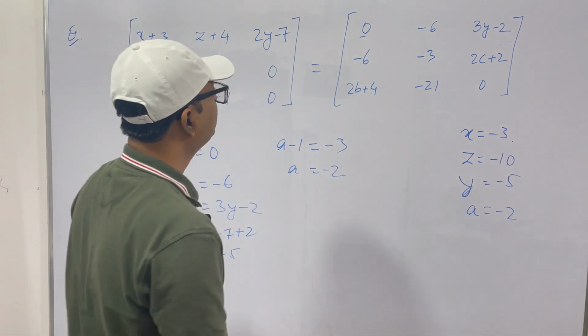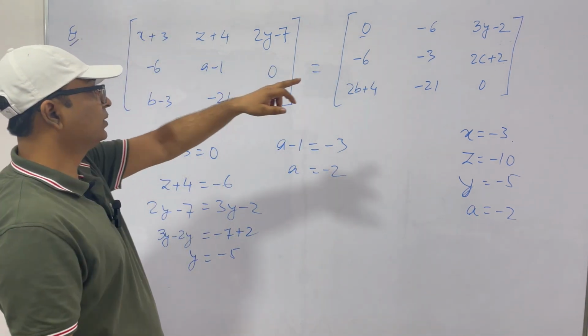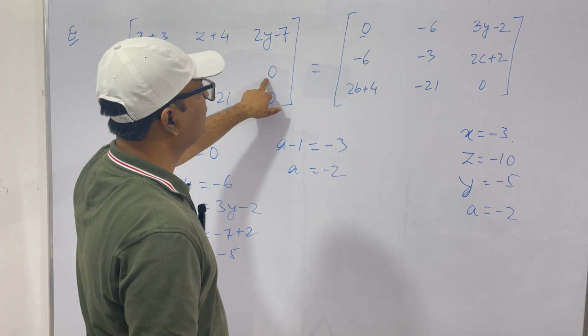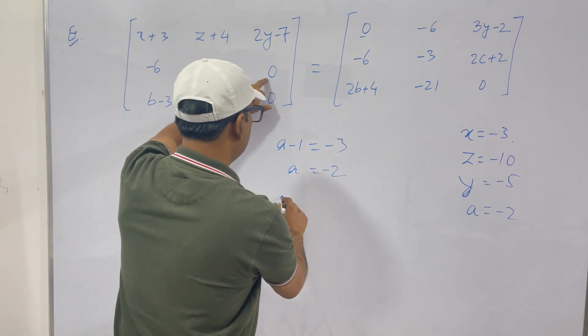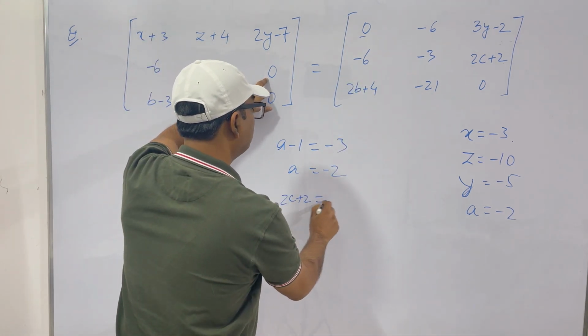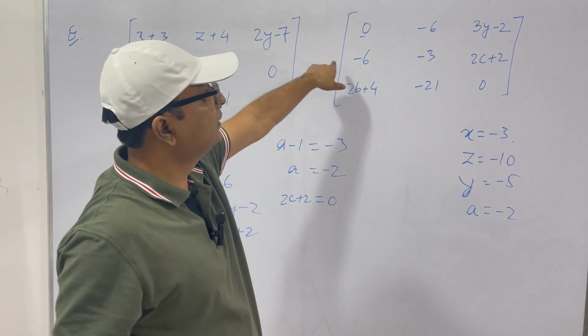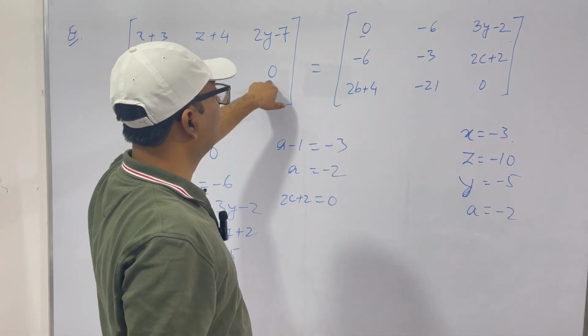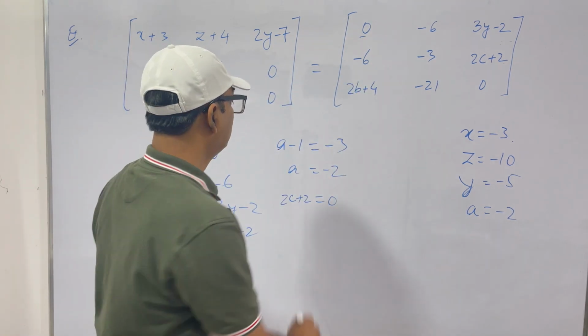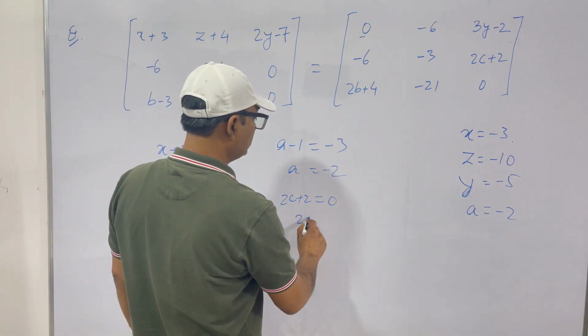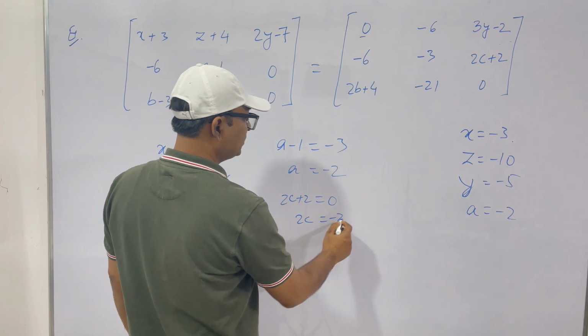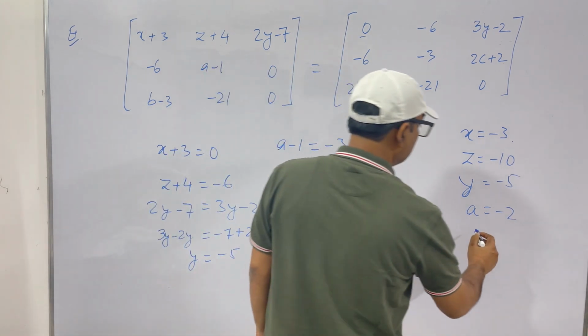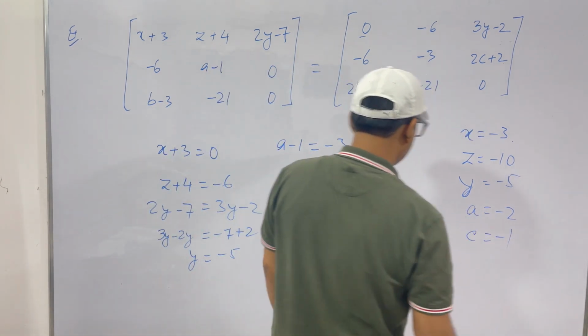Then b, where is b? Okay, we also have c. So c is here. 0 is equal to 2c plus 2. Second row, third column. So 0 is equal to 2c plus 2. Here it will go, 2c is equal to minus 2. C is minus 2 by 2, that is minus 1. So c is minus 1.